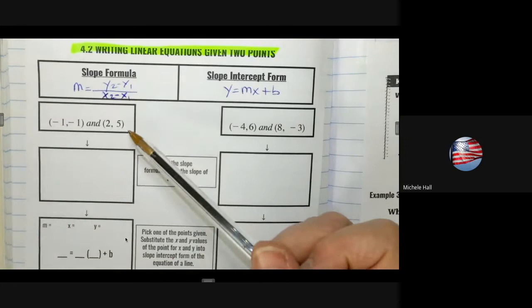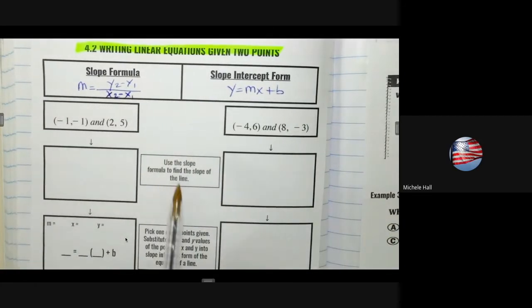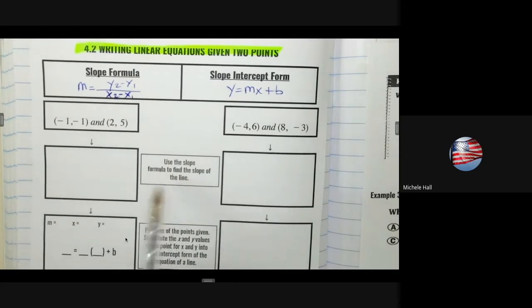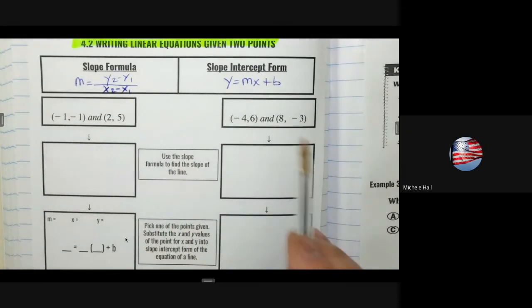All right, so we're going to start the same way we did on the previous lesson. We have 2 points, and we're going to use the slope formula to find the slope. So this is one problem on this side. We're going to stay on this side. This is a second problem.